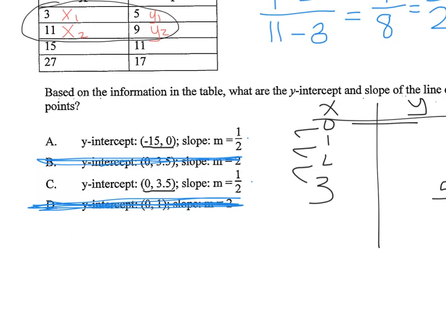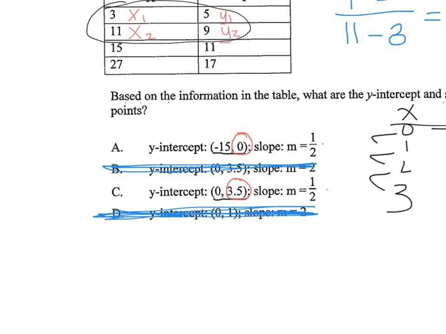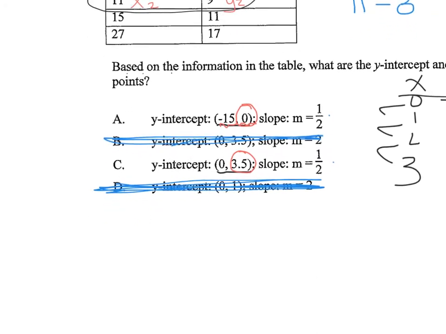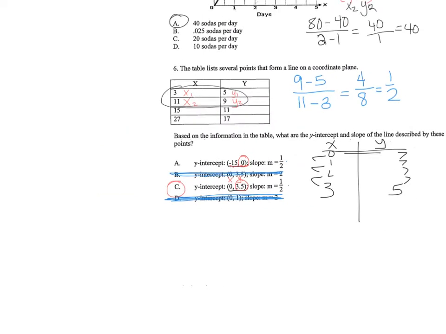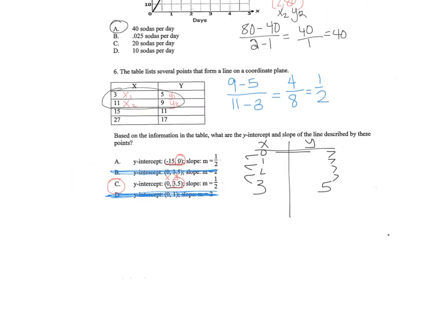If it's the y-intercept, we have to have a value for y. So A cannot be correct because they give an x value of 15 and nothing for the y value. Our x value has to be 0 and there has to be a value there. So even without going back in the table, it would have to be C.